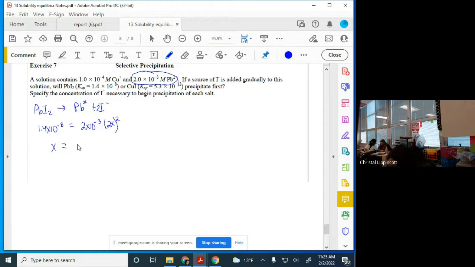So x is going to equal what? 1.32. X is the I concentration. But we need to multiply it by 2 by the time we're done, because we have to figure out the I concentration. Is it already multiplied by 2 squared? No, not when it's squared, because you divided the 4 out. So you're just finding the X here.